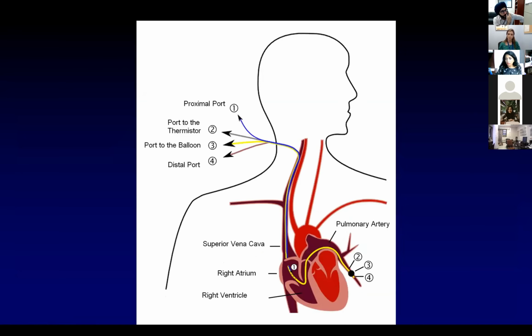I won't go over the procedure in too much detail, but essentially access can be obtained in the right IJ, right femoral vein, or in the right or left antecubital vein. We typically do it from the right IJ because it's the most straightforward access. The right internal jugular is directly connected to the SVC, but any site can be used to access.